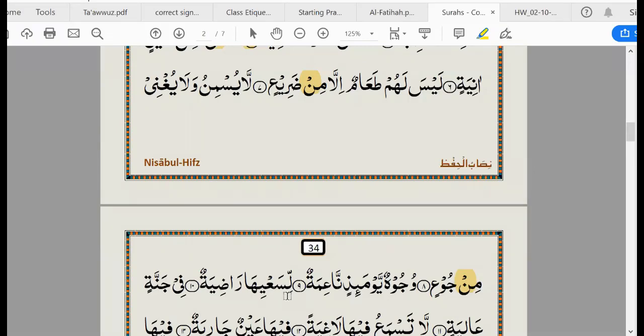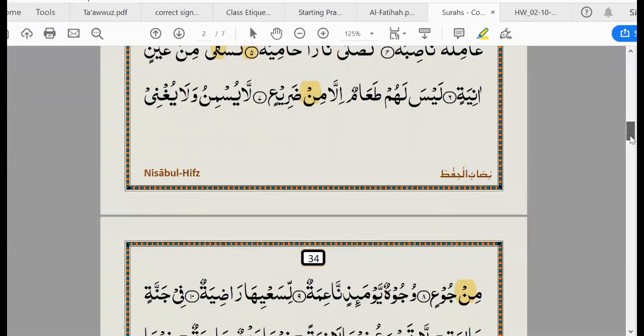A7351. Assalamualaikum. Walaikum assalam rahmatullah. A7351, can you recite the same verses?